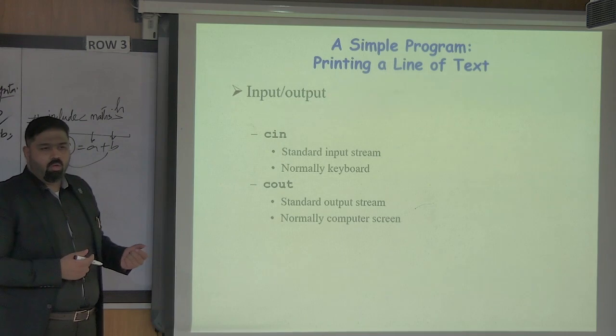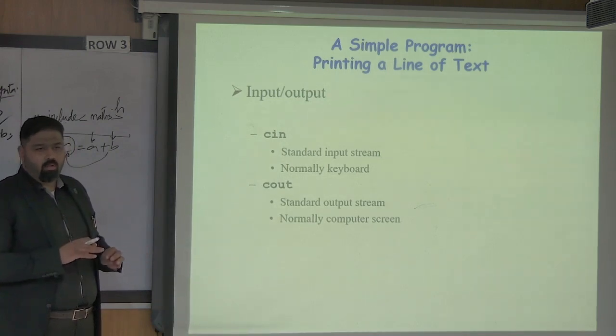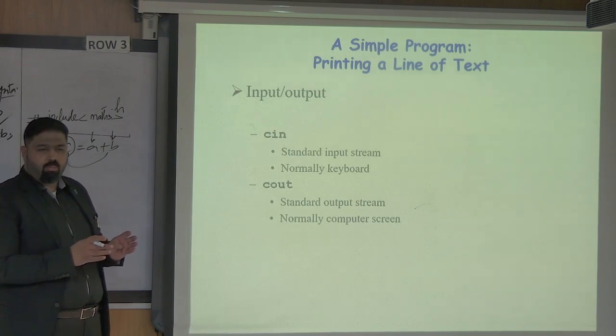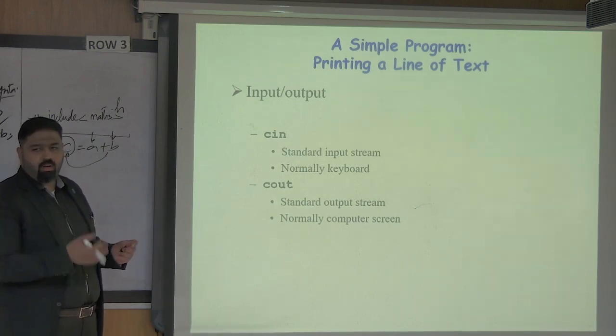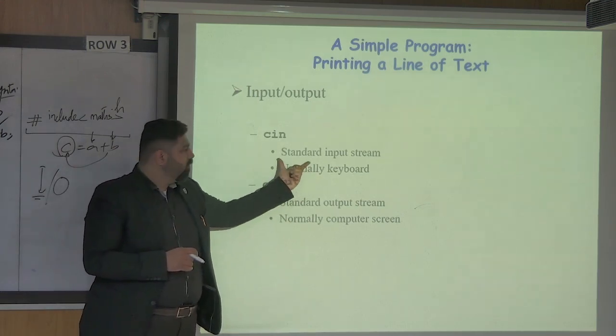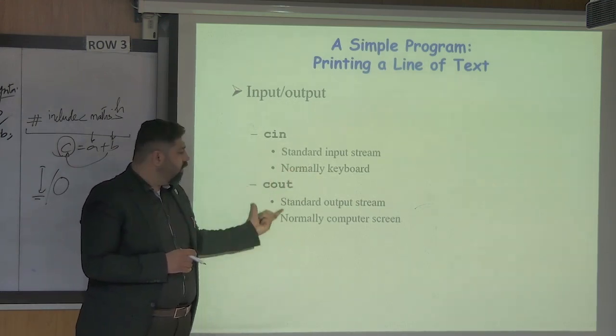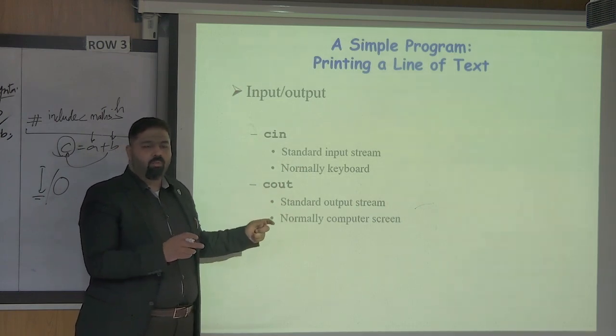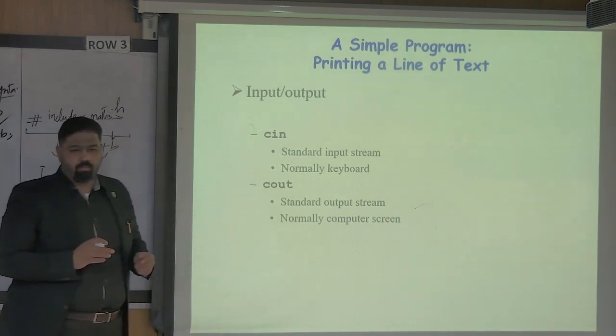This is the part of syntax. We write the keyword cin with some special purpose symbol or operator, and we get input from the user, normally from the keyboard. So it's the standard input stream. And cout, whatever we write and want to be displayed onto the computer screen.